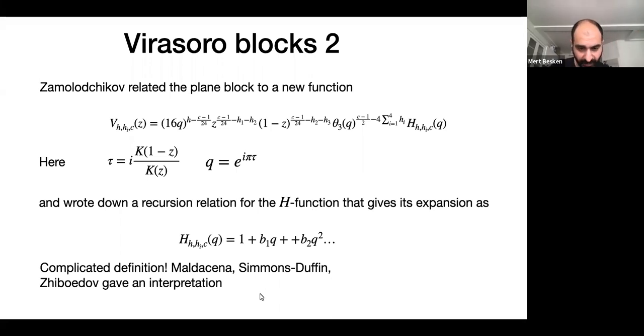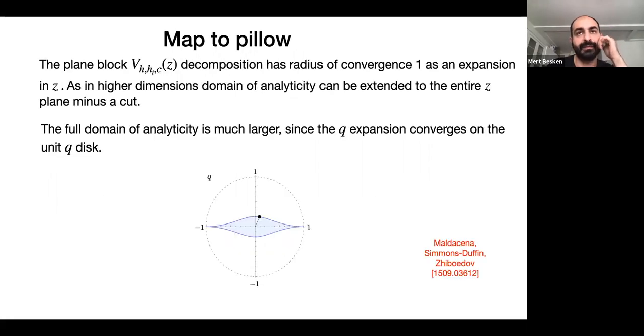And thankfully, Maldacena, Simmons-Duffin, and Zhiboedov gave an interpretation to this. This interpretation uses a map from the four-punctured sphere to the pillow. So the plane block, the decomposition of the correlator, has a radius of convergence 1 as an expansion in z. As in higher dimensions, this domain of analyticity can be extended to the entire z-plane minus a cut, but the full domain of analyticity is much larger since this q expansion converges on the unit q disk, and the entire z-plane is mapped to this little sliver here.